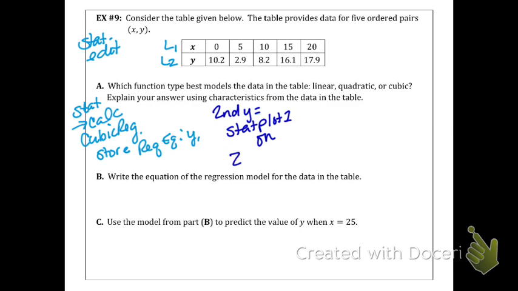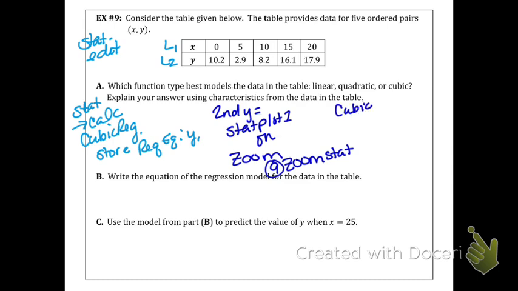Now, once you do that, go to Zoom. And if you look down at number 9, it says Zoom Stat. That will fix your window for you. So click Zoom Stat and look at it. Do you see your points? And do you see how your graph is going through all of your points? It goes through most of them. So, actually I think it goes through all of them. So that means that this is a really good fit for the data that we were given. So we're going to say it's a cubic model.